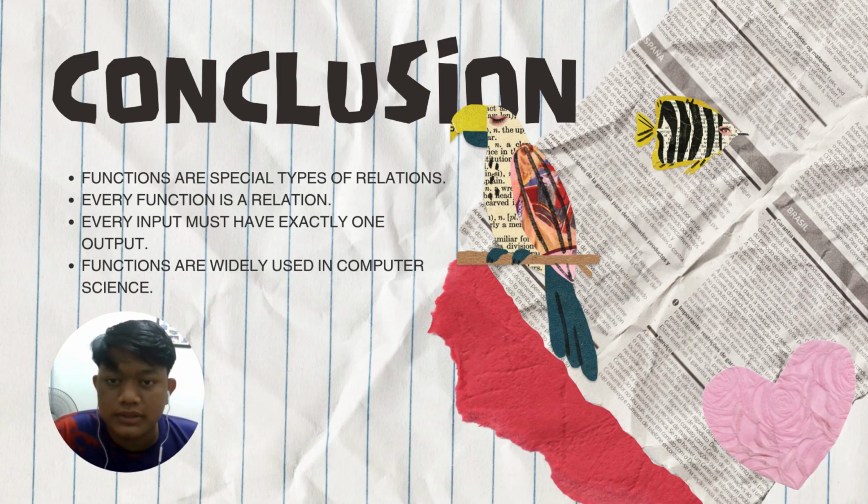In conclusion, relations describe how elements from two sets are connected. Functions are special relations because every input has exactly one output. This unique property makes functions reliable and useful in many areas of computer science, including databases, programming, artificial intelligence, and algorithms.